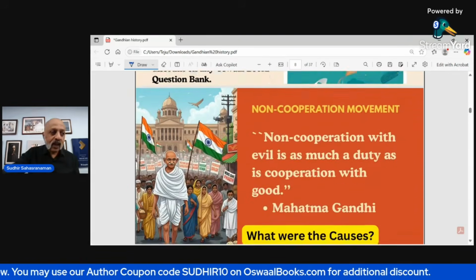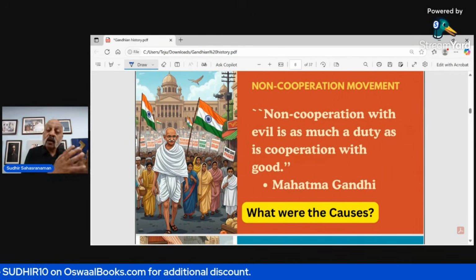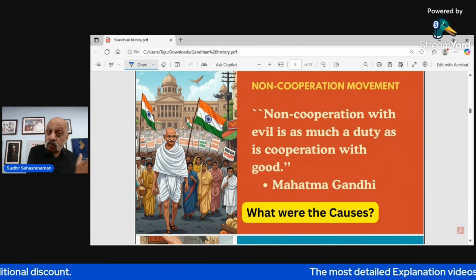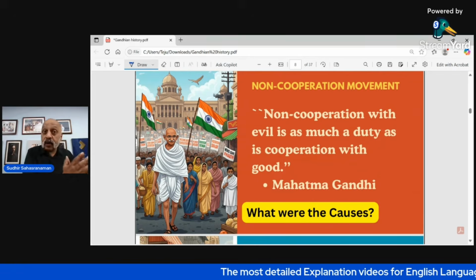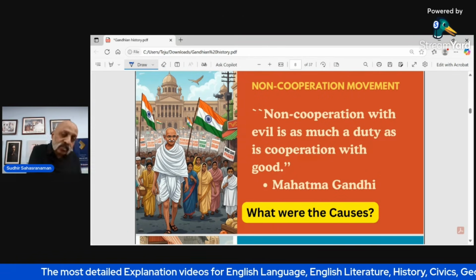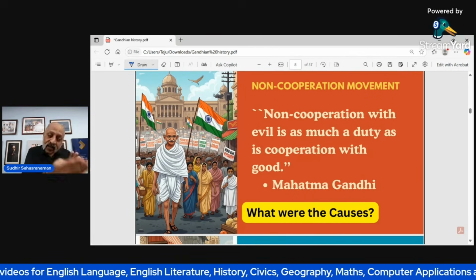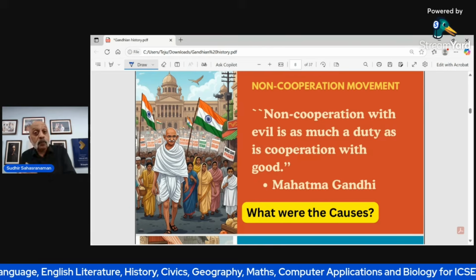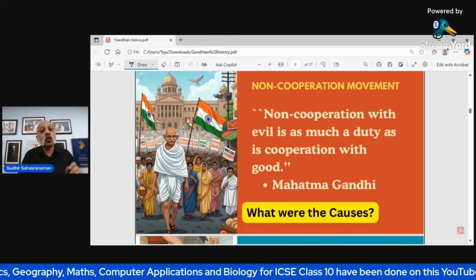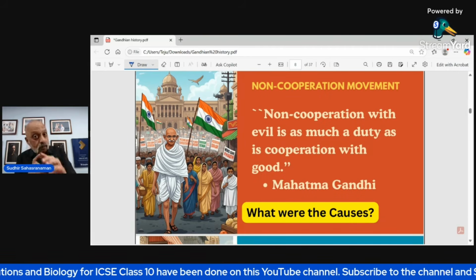Let's move forward. And now let's come to the non-cooperation movement, which is the first of the three big movements. We learned about the first three movements, Champaran, Kheda, and Ahmedabad. What's the difference? They were localized. Champaran Satyagraha was in Champaran. Ahmedabad was only about the mill workers in Ahmedabad. Kheda was in Kheda. But the non-cooperation movement, and subsequently the civil disobedience movement, and after that the Quit India movement, were on an all India scale. So that is the big difference.